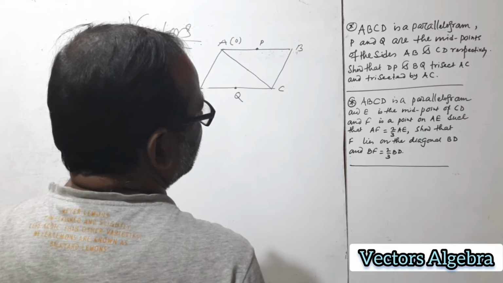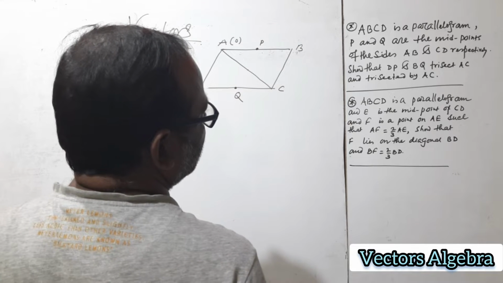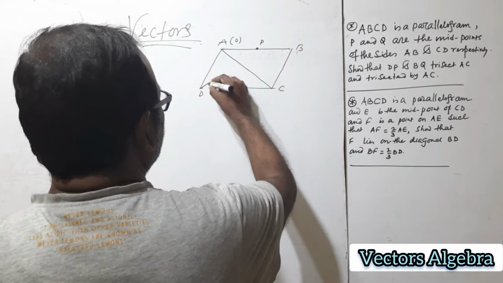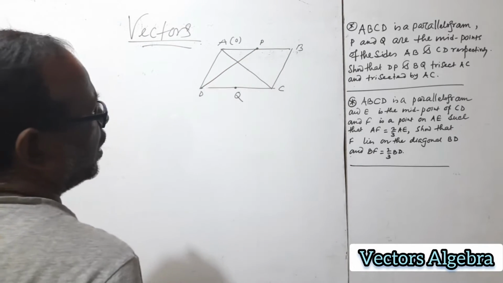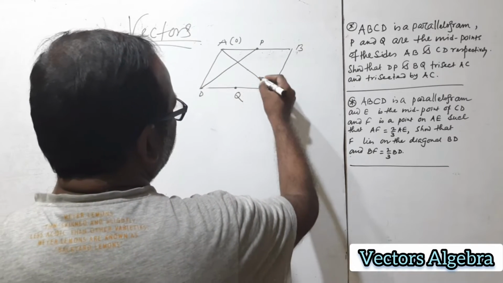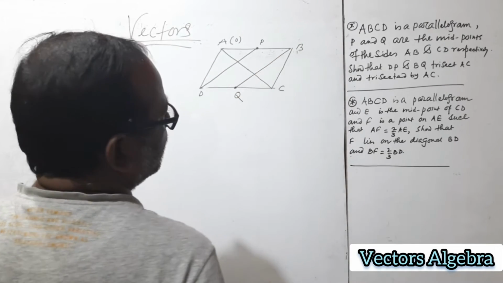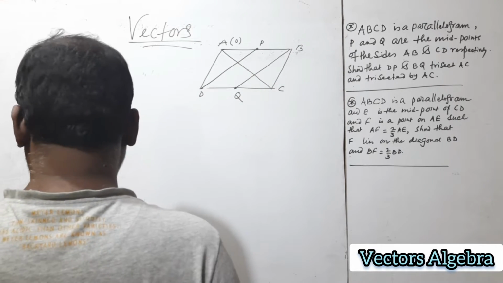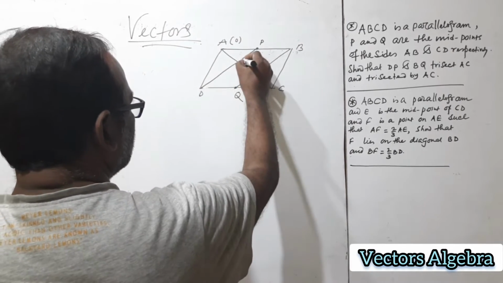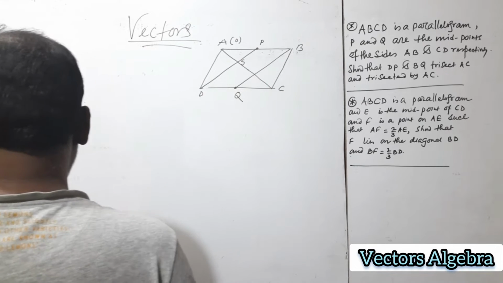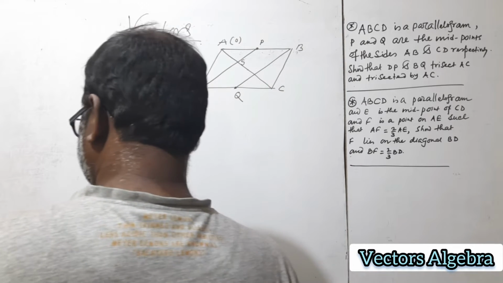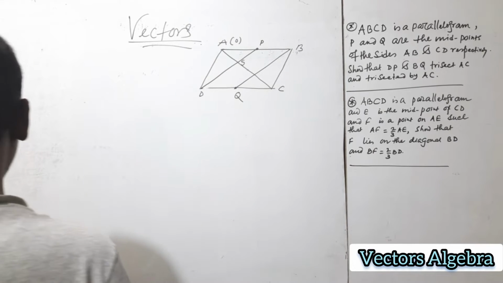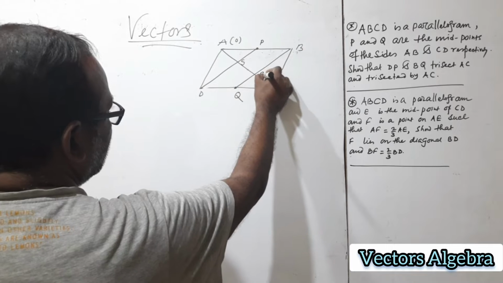Midpoints on the sides AB and CD respectively. Then we show that this is PD and this is BQ, and PD and BQ trisect AC. So now let us assume it is trisected at S. Let the point here be S.